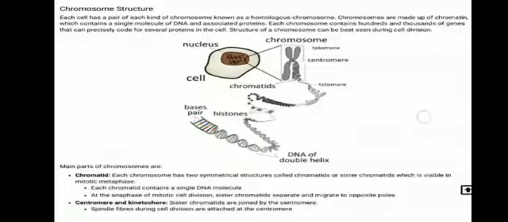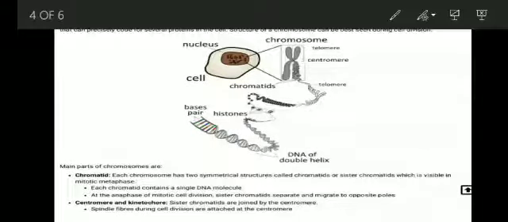The main parts of the chromosome are, first of all, the chromatid. Each chromosome has 2 symmetrical structures called chromatids or sister chromatids, which are visible in mitotic metaphase, and each chromatid contains a single DNA molecule. At the anaphase of mitotic cell division, sister chromatids separate and migrate to the opposite poles.